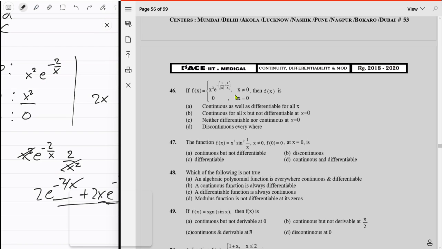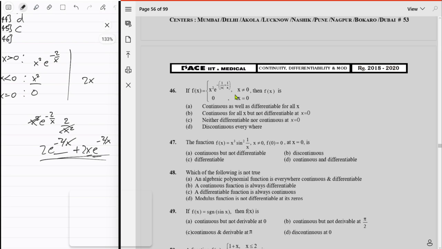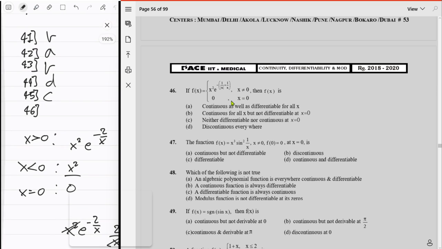So at all the other points, it's of course differentiable because this thing is well defined for all the other points. So what does that mean? There you go. It's continuous as well as differentiable for all x. So A is the answer.